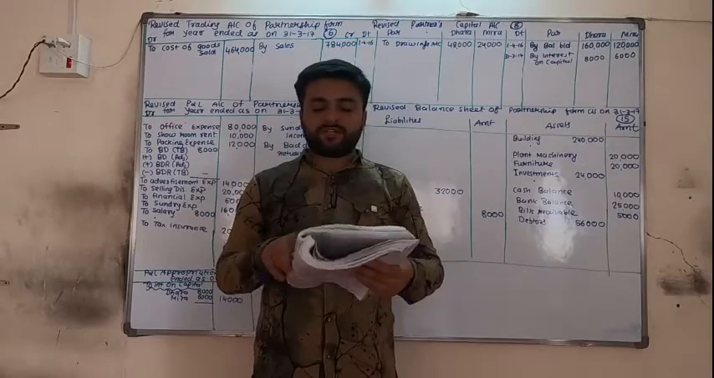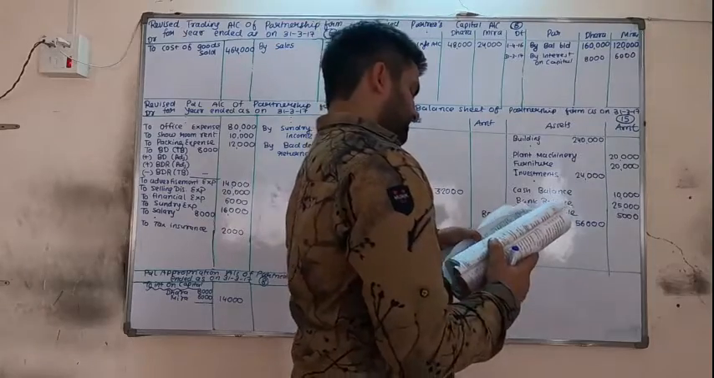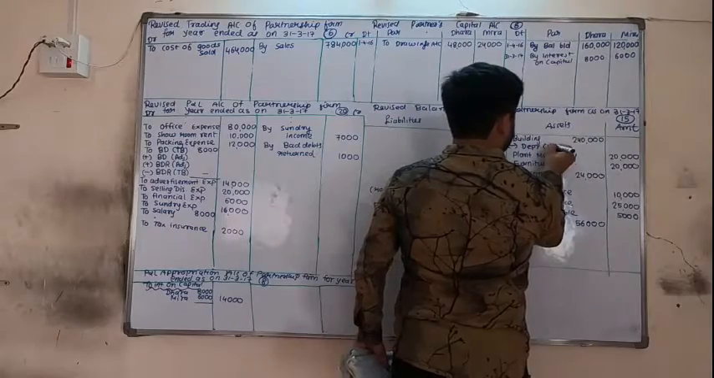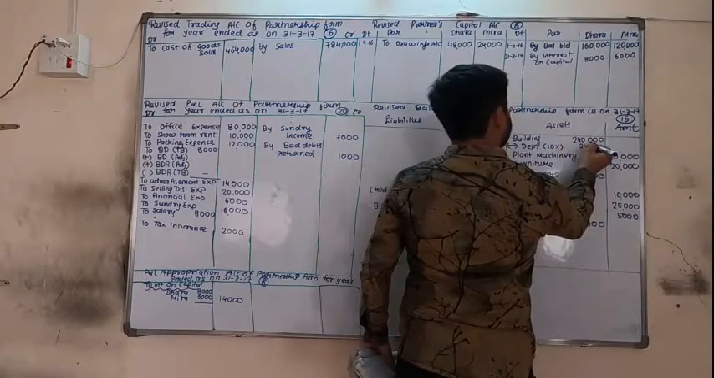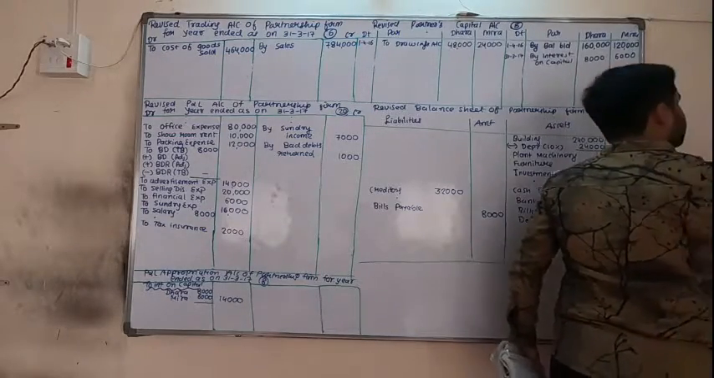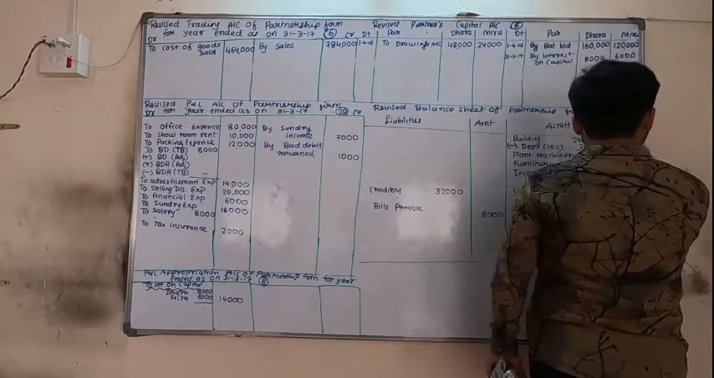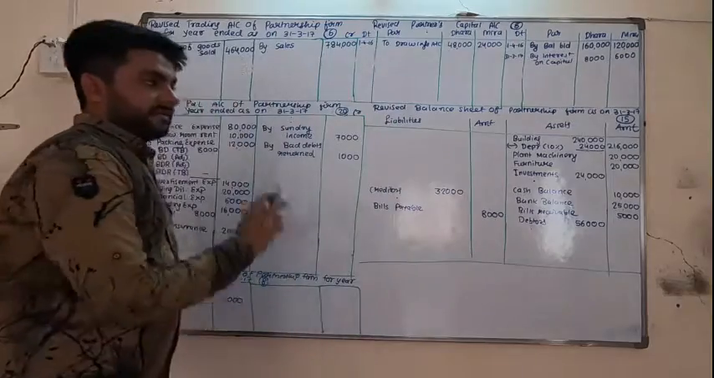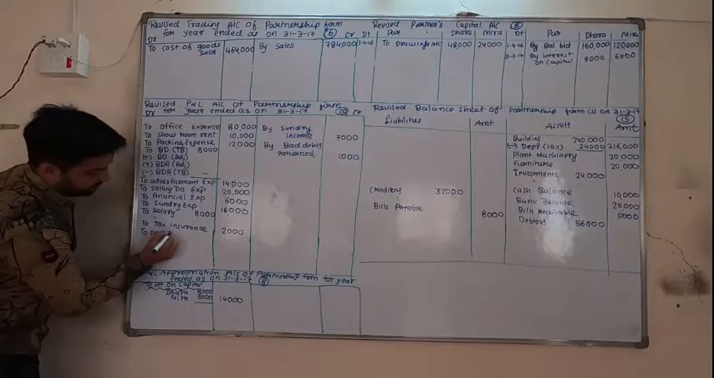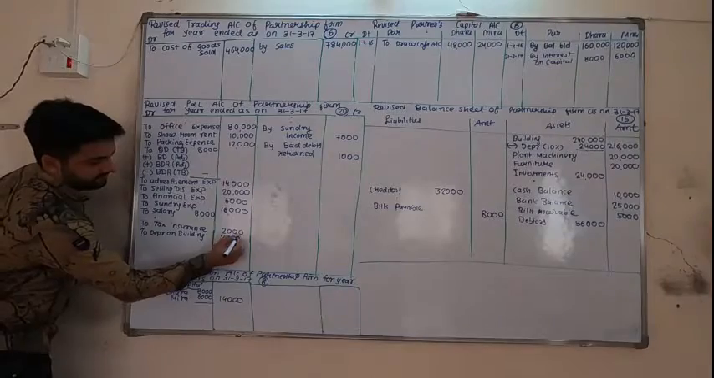Then next, 10% depreciation on building is to be provided. Building is here and depreciation is 10%. So minus depreciation in bracket 10%, it will be 24,000. So 2,40,000 minus 24,000 is 2,16,000 in the outer column. Subtract from the asset, and here it would be the debit side of the P&L account, depreciation on building 24,000.